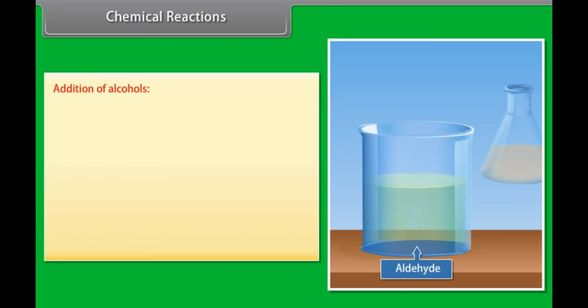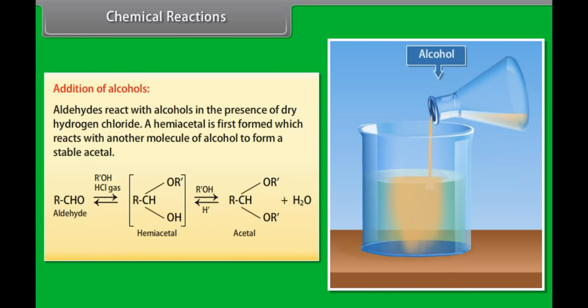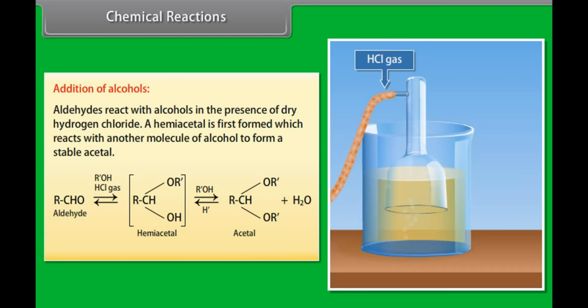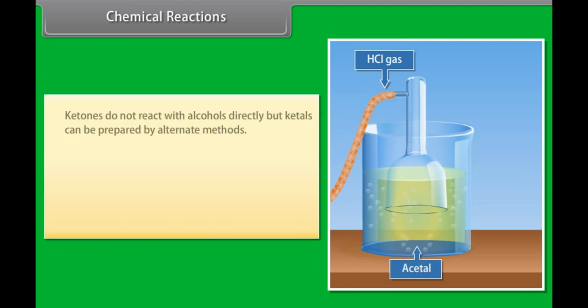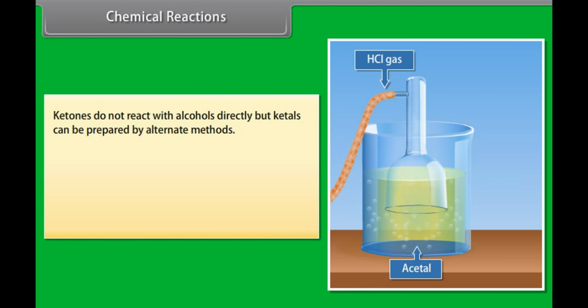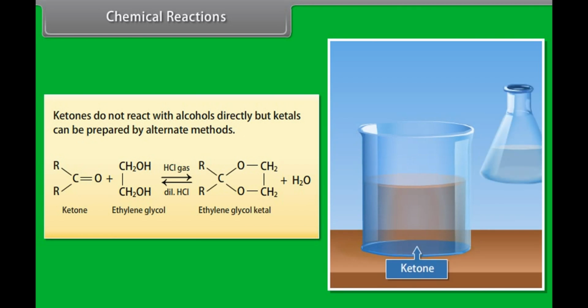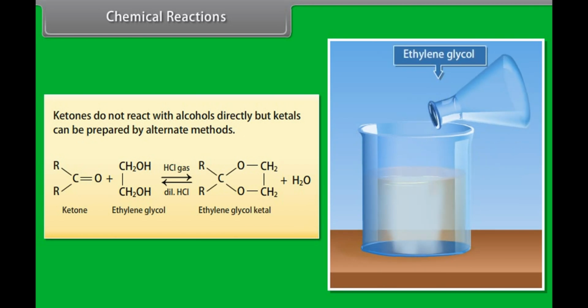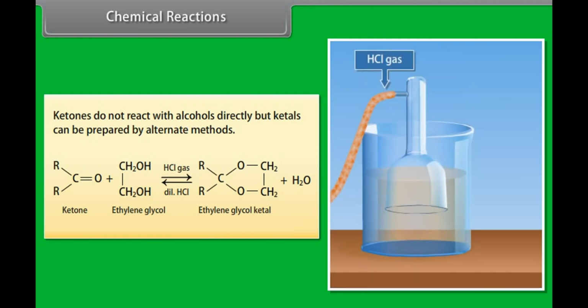Chemical reactions. Addition of alcohols. Aldehydes react with alcohols in the presence of dry hydrogen chloride. A hemiacetal is first formed which reacts with another molecule of alcohol to form a stable acetal. Ketones do not react with alcohols directly, but ketals can be prepared by alternate methods. Ketone reacts with ethylene glycol in the presence of dry hydrochloric gas and forms ethylene glycol ketal along with water.